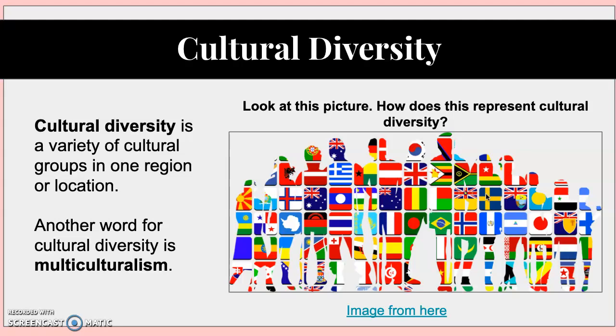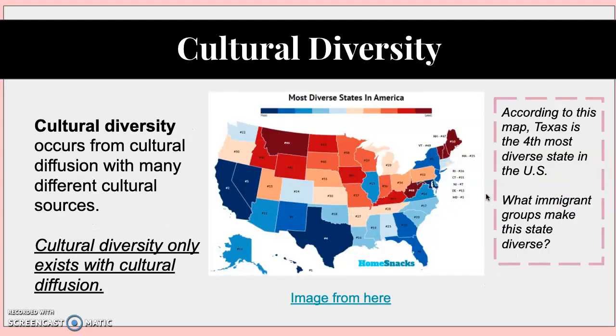Look at this picture. How does this represent cultural diversity? Cultural diversity occurs from cultural diffusion with many different cultural sources. Cultural diversity only exists with cultural diffusion. According to this map, Texas is the fourth most diverse state in the United States. What immigrant groups make this state diverse?